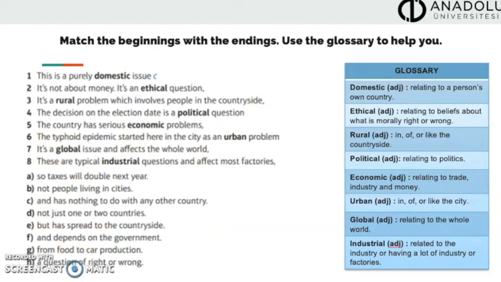Okay, now in the next activity, we have 8 beginnings and 8 endings. We are going to match them to make sentences. Here in this activity, if you need any help for bold words like domestic, ethical, rural, political, economic, urban, global, and industrial, you can take a look at the glossary. You see the meanings of these words. So please pause your video for a while and match the beginnings with the endings.